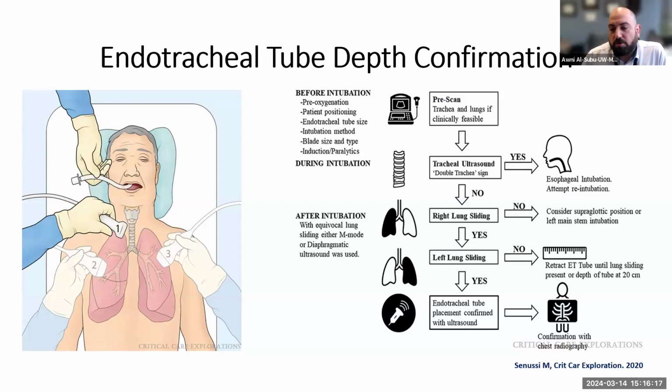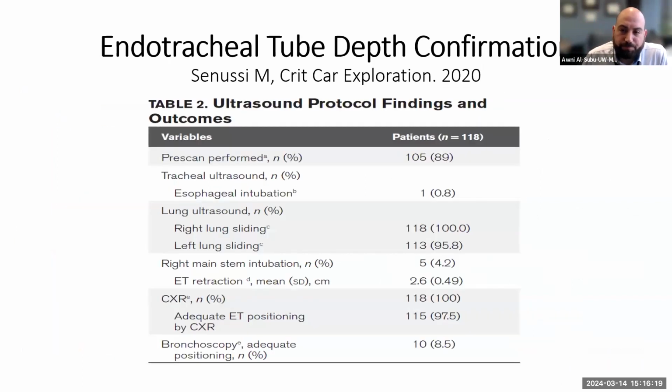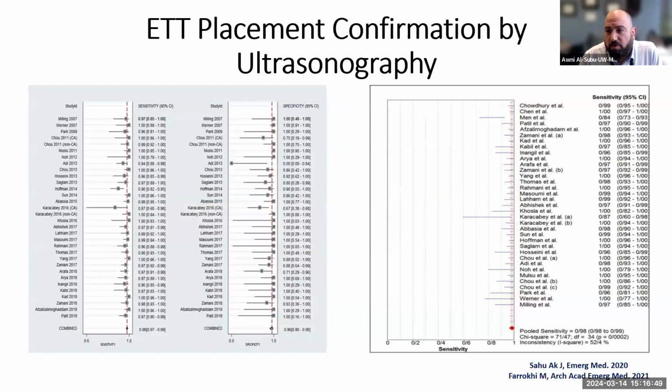So how did this protocol perform for this group? They recruited 118 adult patients, and they had 1 esophageal intubation and 5 main stem intubations. They were able to detect all those by ultrasound, except I think 1 or 2. So they concluded that the use of focused ultrasound to confirm ET tube depth is 97% sensitive, which is really a good result. After this study, there were many studies before and after it too.